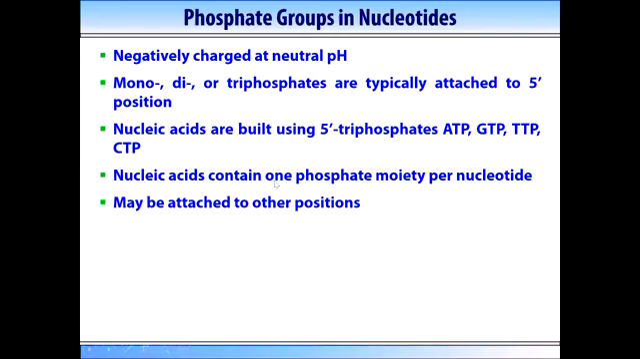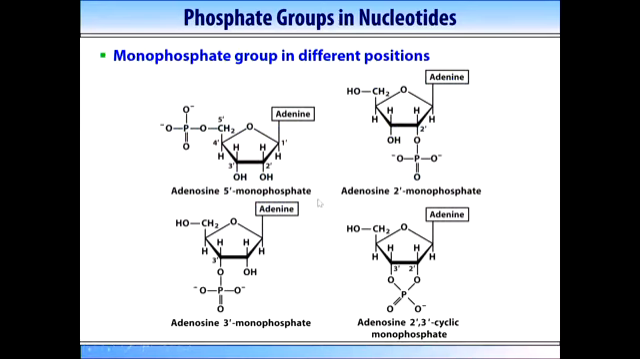So nucleic acids contain one phosphate moiety per nucleotide, and in rare cases it may be attached to other positions. Basically, here I'm just showing you that the phosphate is attached to the 5'. By the way, we haven't talked about this numbering, 5'.